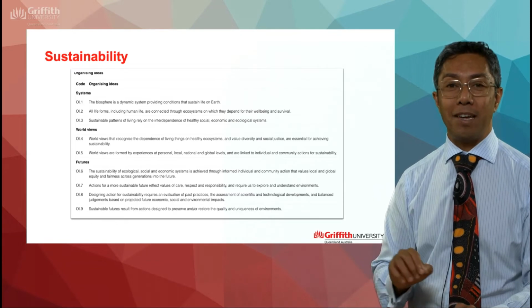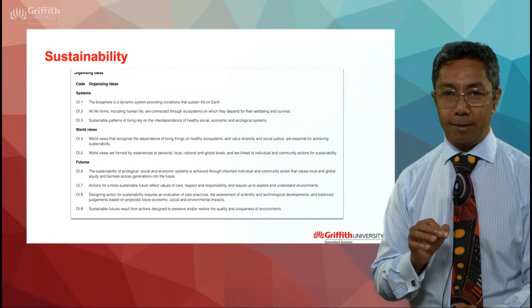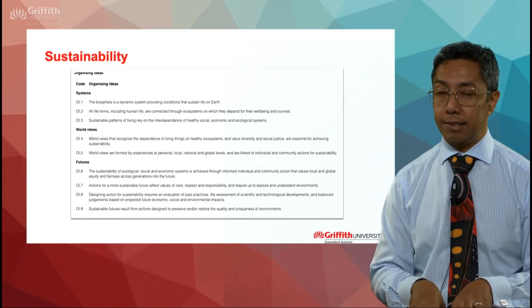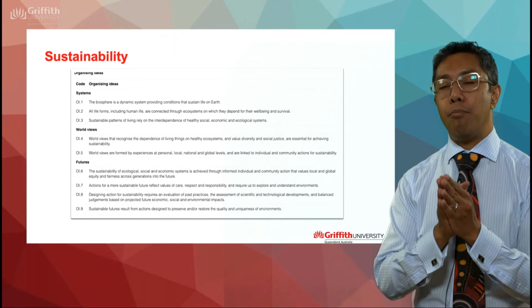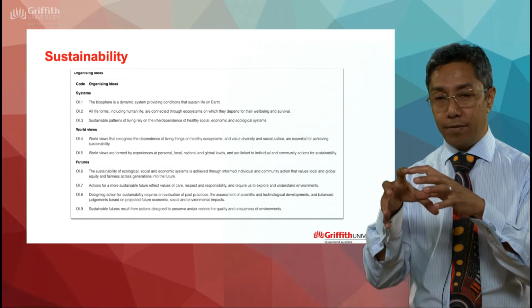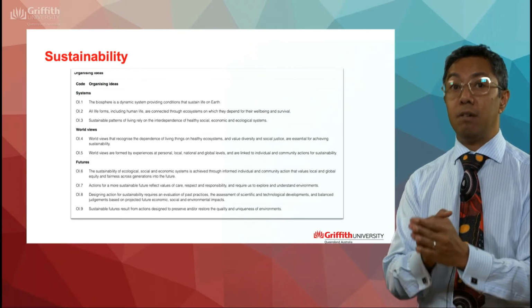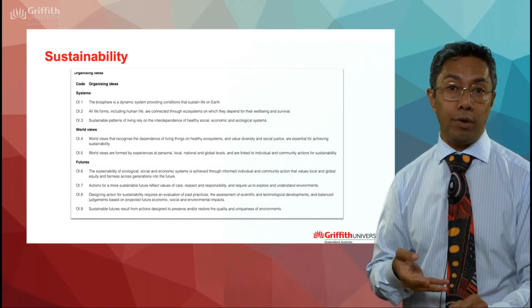Let's move on. The second priority is around sustainability. This is another context that we should be incorporating into our practice. We should be looking at opportunities to have context or themes around sustainability. And within sustainability, there are also 3 areas.